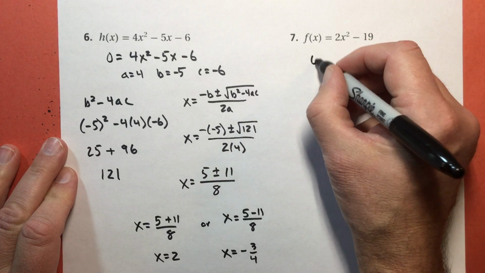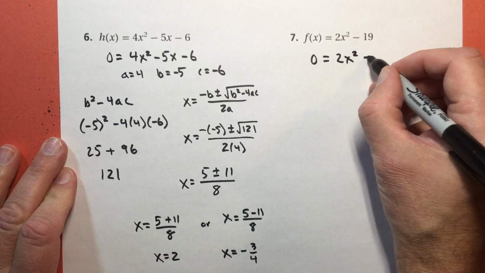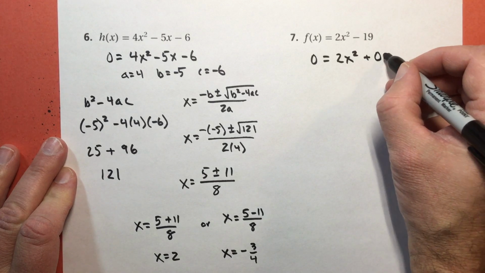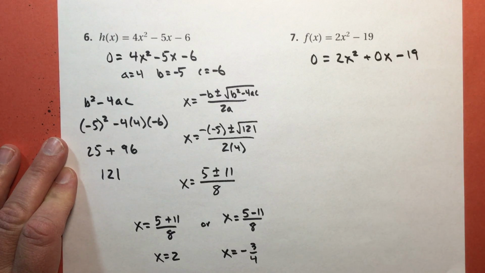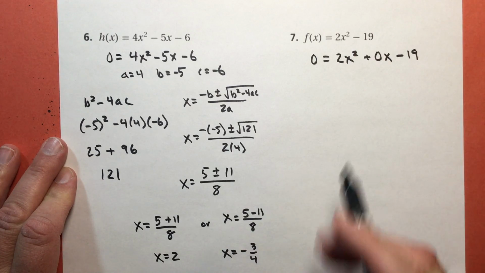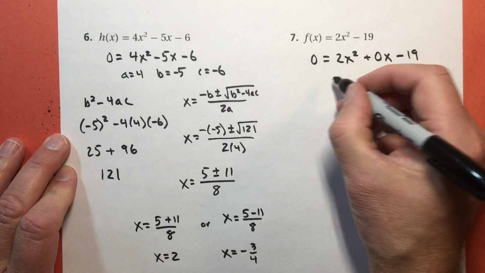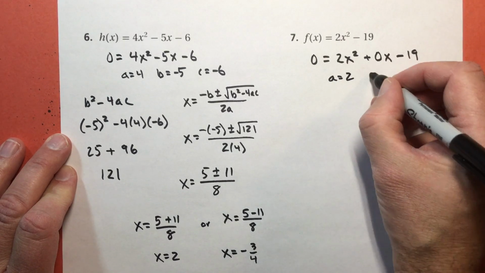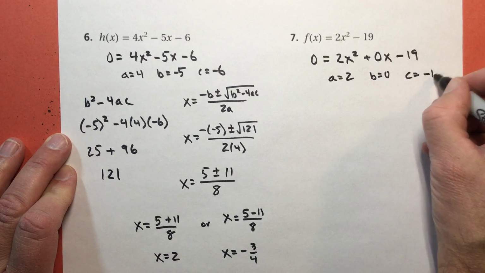All right, last one, number 7 for this video. I get 2x squared, and I'm going to put this missing term in there, 0 times x, subtract 19, because I don't want you to think that that's the b. I don't want you to go a, b. So know that it's 0 times x. So a equals 2, b equals 0, and c equals negative 19.